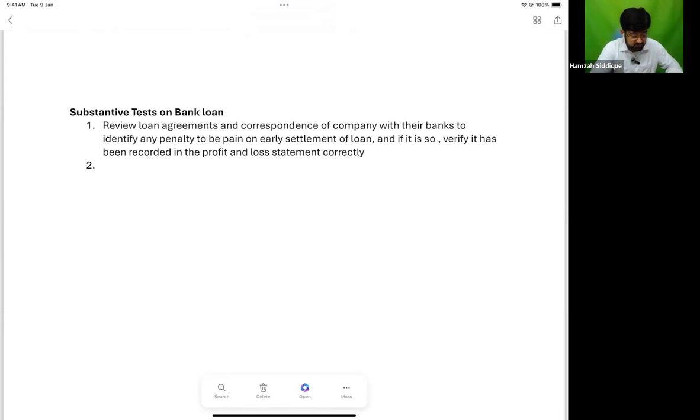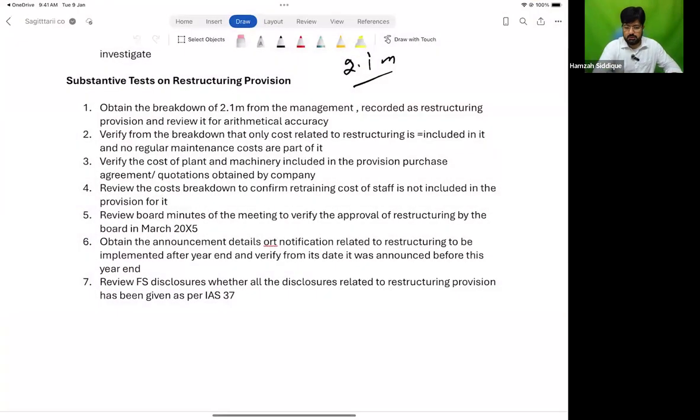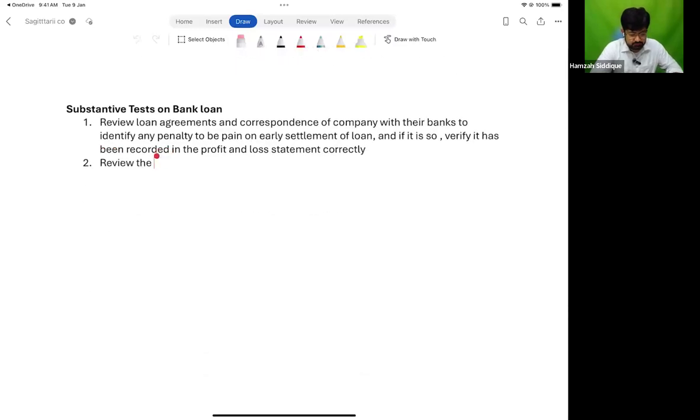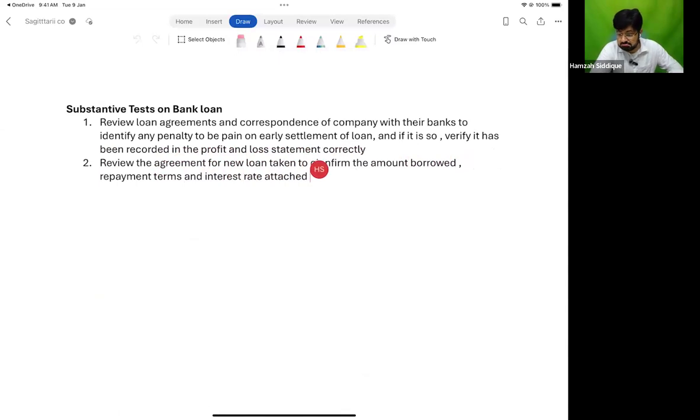So, first of all, review the agreement for new loan taken to confirm the amount borrowed, repayment terms, and interest rate attached. Yes, to confirm. These things auditor need to verify.